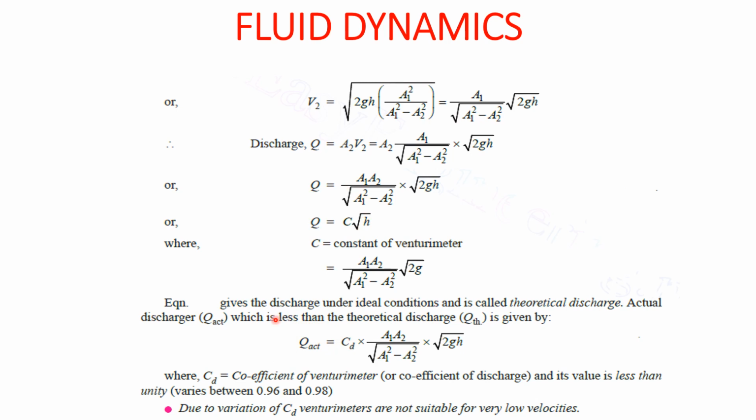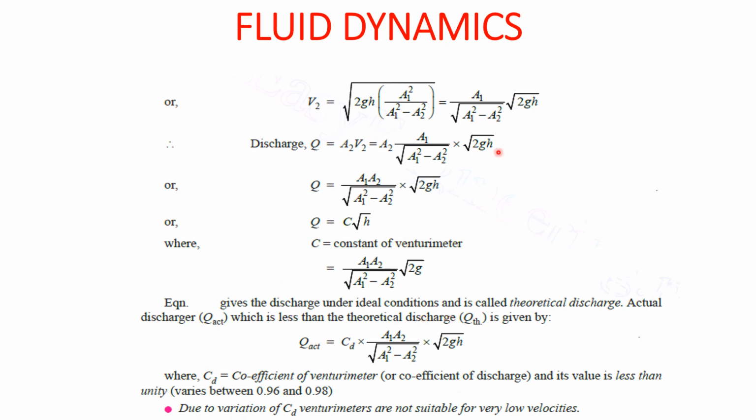Now why is this CD value not 1? Now see, if CD value is 1, then we can conclude that theoretical discharge is equal to actual discharge, which is impossible in every case, because even though you are measuring the flow rate, there will always be some amount of losses occurring while we are measuring actual discharge. So therefore the coefficient of discharge is assumed as 0.96 to 0.98.